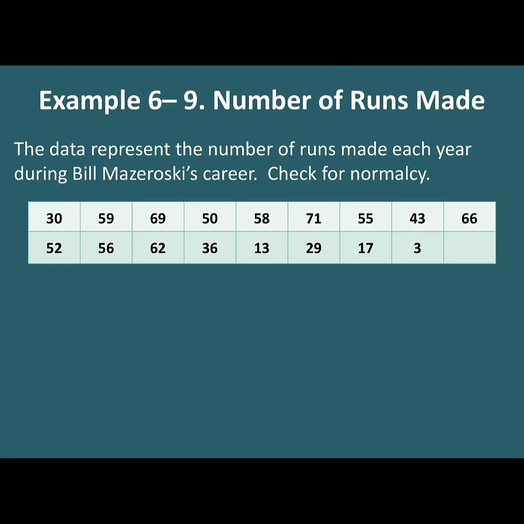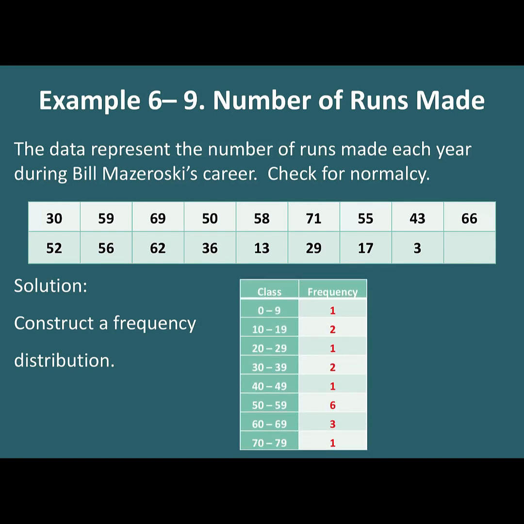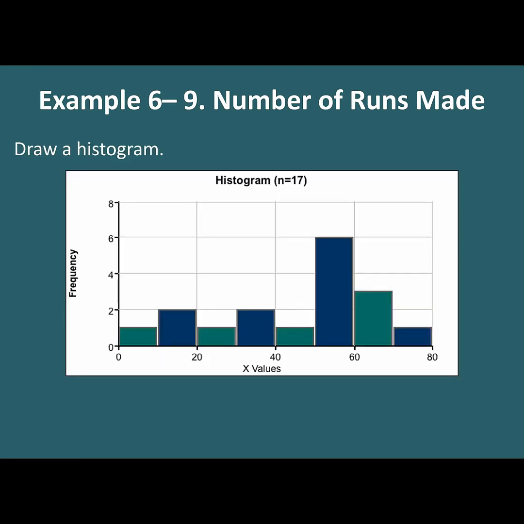Let's do another example. The data represent the number of runs made each year during Bill Mazeroski's career. Check for normalcy. First, construct a frequency distribution. As you can see, we have our classes and our frequencies of those classes. Now that we have our frequency distribution, construct the histogram.